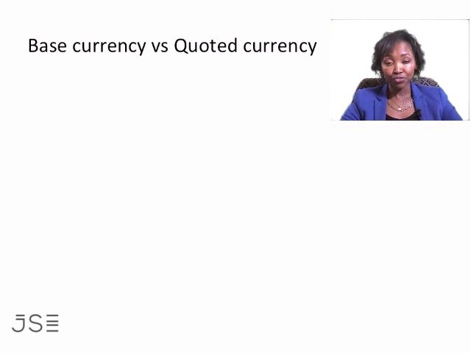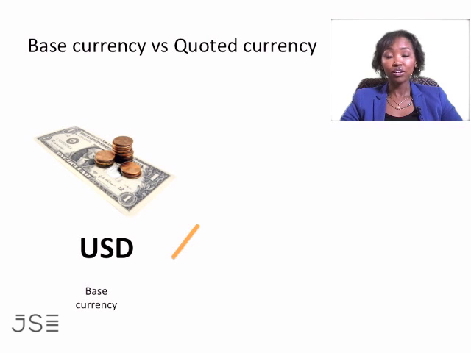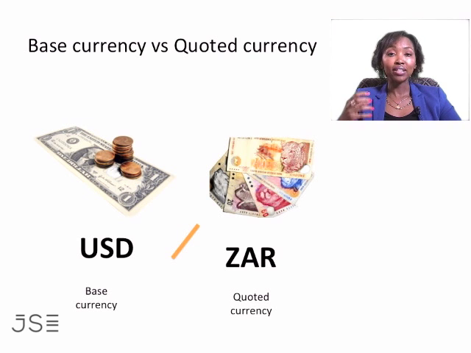If we unpack that even further, you'd have the US dollar, and by convention, it is known as the base currency. What that basically means is that when you are exchanging dollars and rands, the dollar is the currency that is given a unit of one, and then the rand would be called the quoted currency, and it basically tells you how many rands can buy $1. So that's why we call the dollar the base currency, and the rand becomes the quoted currency.